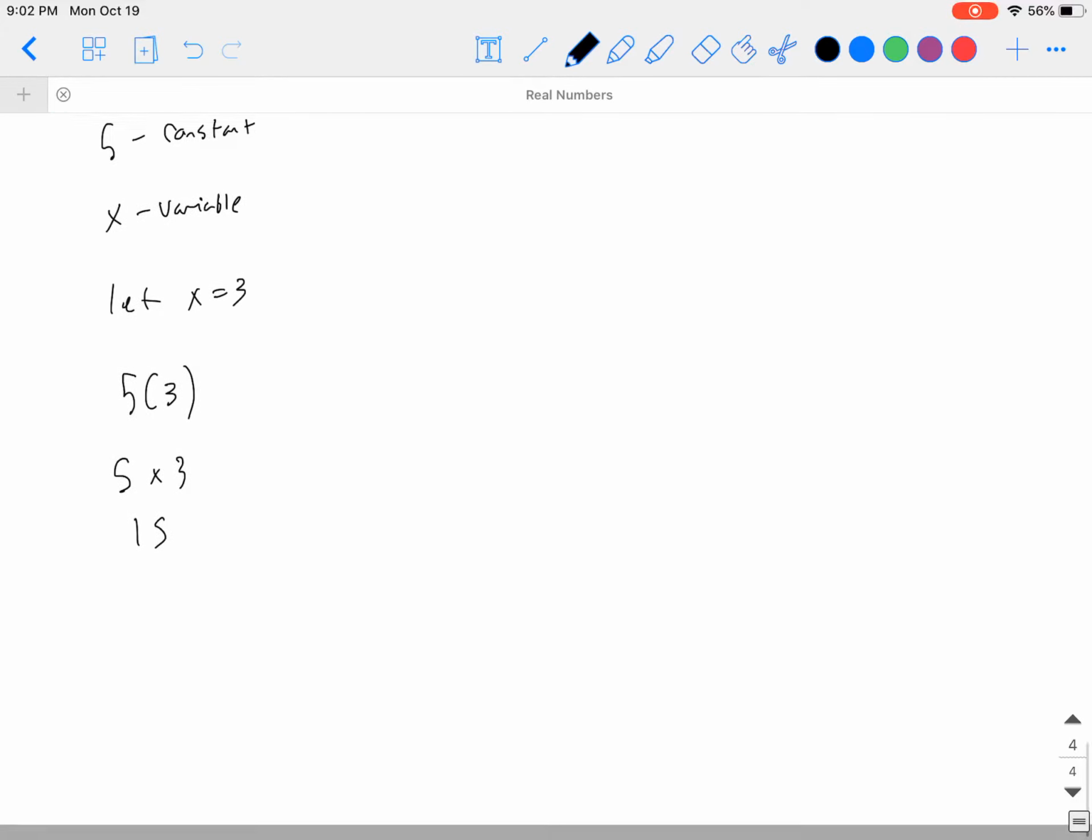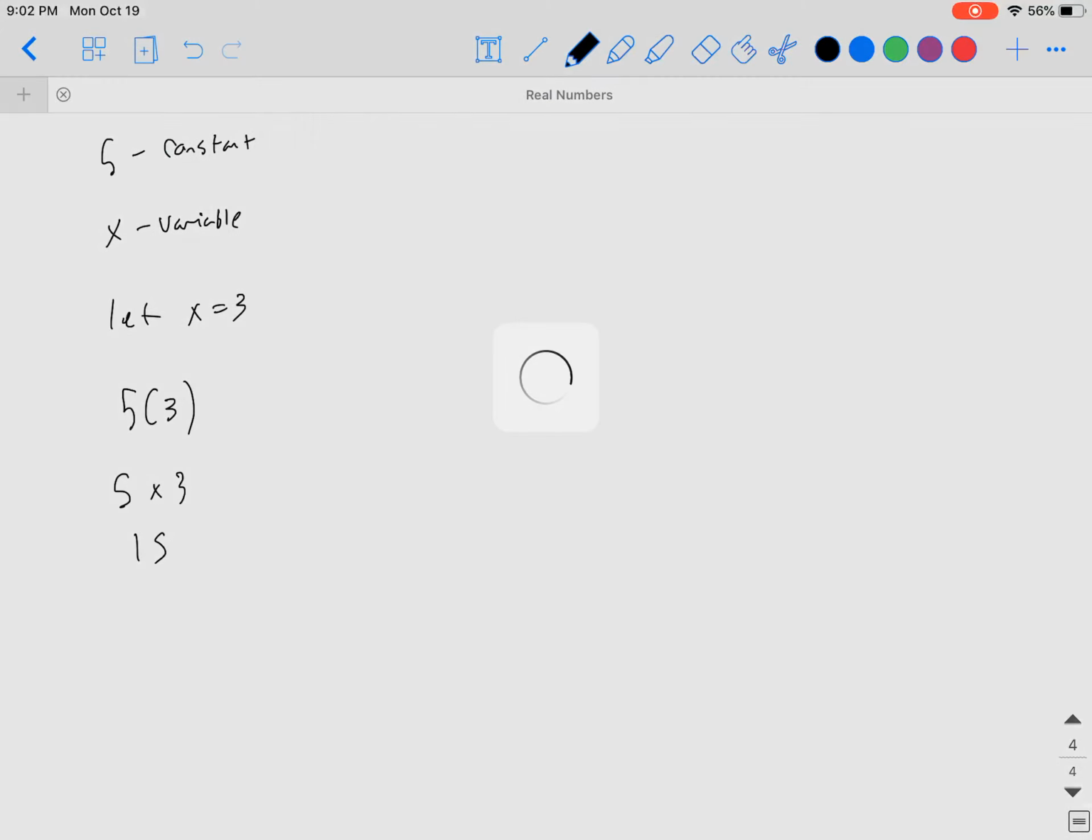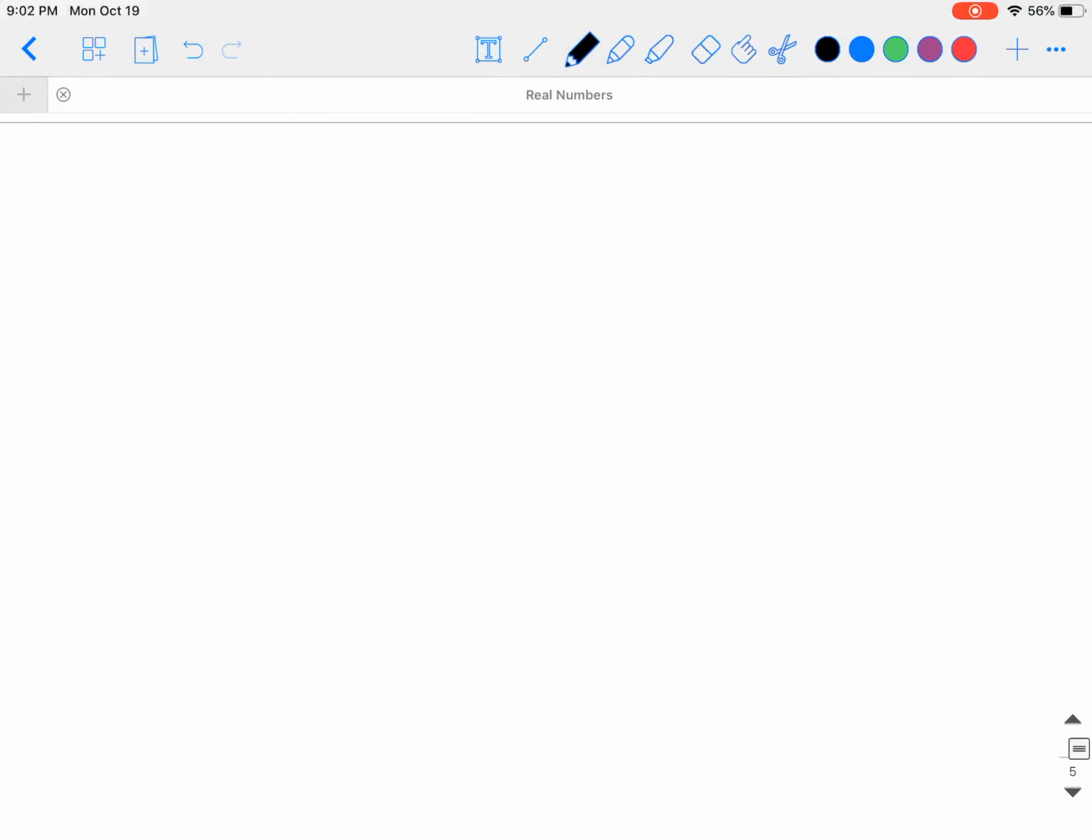With algebraic expressions, sometimes you'll have more than one variable. For example, if we have 5x plus 2y plus 10x minus y plus 7. Now this looks like a lot at first, but if we deal with it slowly, you'll see that it's pretty simple to deal with. You might be asked, you want to simplify this. Well, what do you want to do?